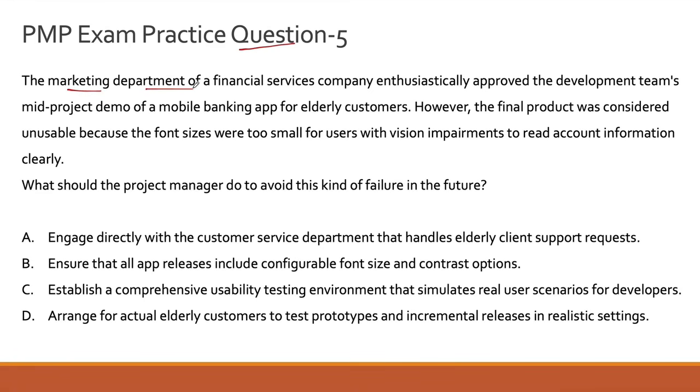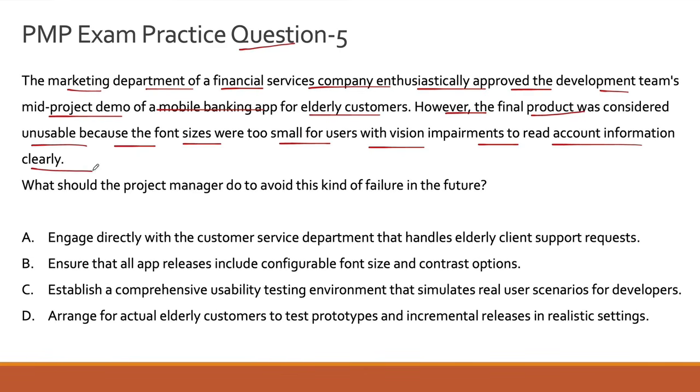The marketing department of a financial services company enthusiastically approved the development team's mid-project demo of a mobile banking app for elderly customers. However, the final product was considered unusable because the font sizes were too small for users with vision impairments to read the account information clearly. Typical scenario where there is a product feature mismatch with the end users. So what should the project manager do to avoid this kind of failure in the future?